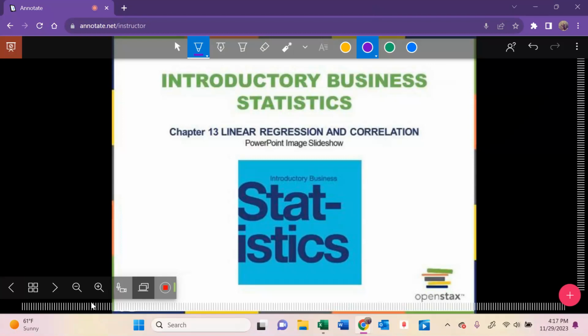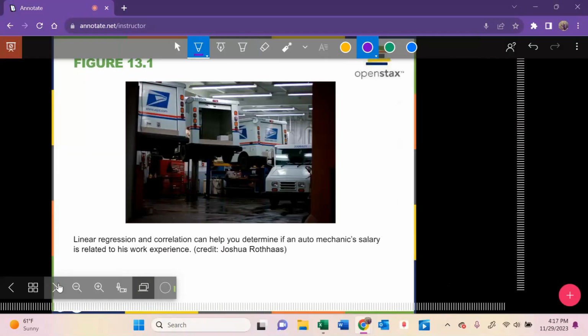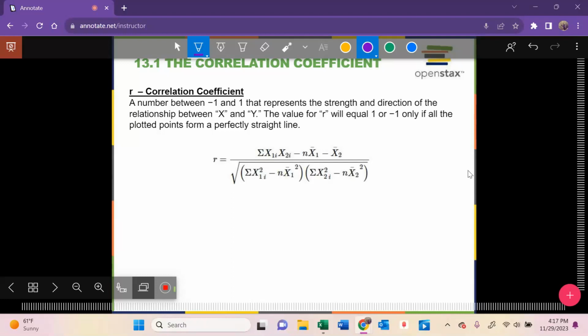All right, so the last part of the lesson is over chapter 13, which is linear regression and correlation. So this is a very large formula for how to calculate R, which is our correlation coefficient. Nobody calculates R by hand. You will never see anybody calculate R by hand in the real world. So we, of course, will let Excel do that dirty work for us. What is important is for you to be able to determine what R is telling us.